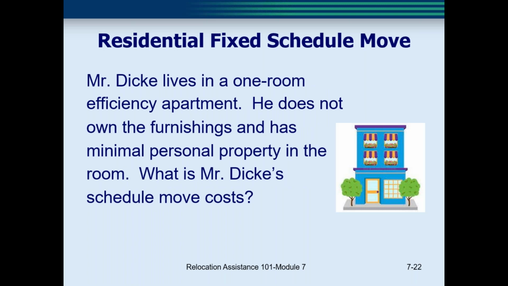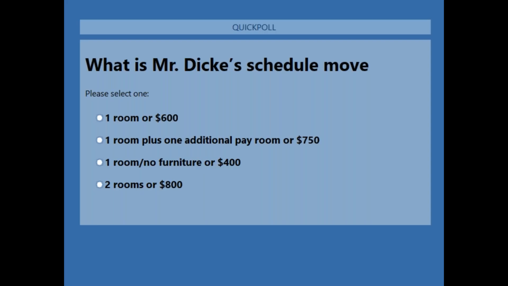So the next one is Mr. Dickey lives in a 1-room efficiency apartment. He does not own the furnishings, and he has minimal personal property in the room. So what is Mr. Dickey's schedule move cost? Well, this one's a little tricky. I don't think we specifically talked about what happens if they're in a furnished room, but your schedule does have a category for furnished rooms.